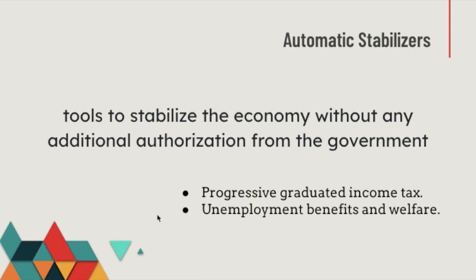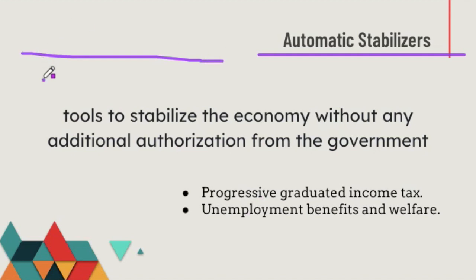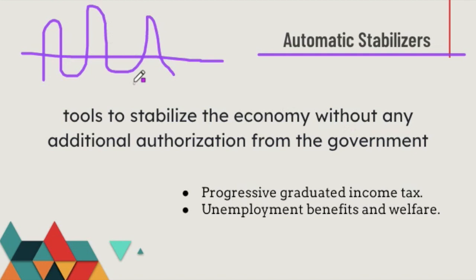All right, now let's move on to a concept called automatic stabilizers, which are exactly what they sound like. These automatic stabilizers are going to stabilize the economy by themselves without any additional authorization from the government. In the previous class, we said that the economy fluctuates. It goes up, down, up, down, up, down. And these automatic stabilizers are going to take effect when needed to control these fluctuations and basically stabilize the economy.